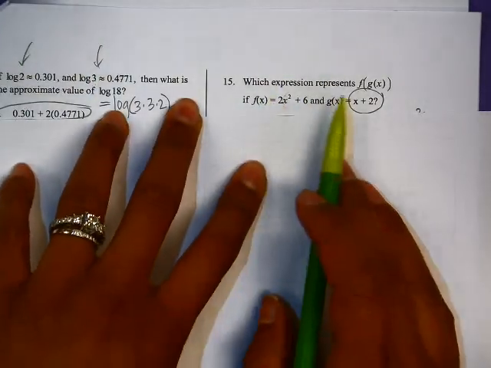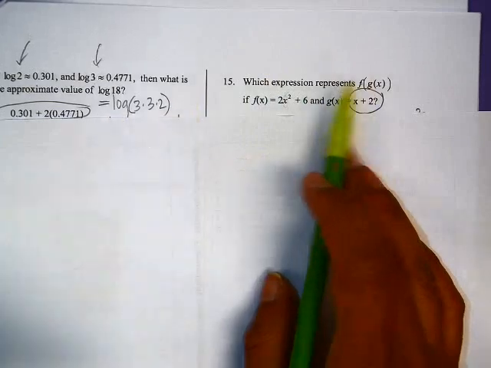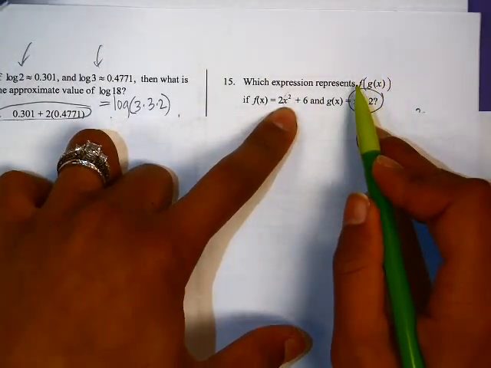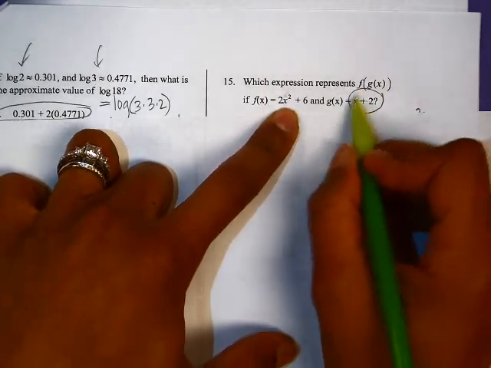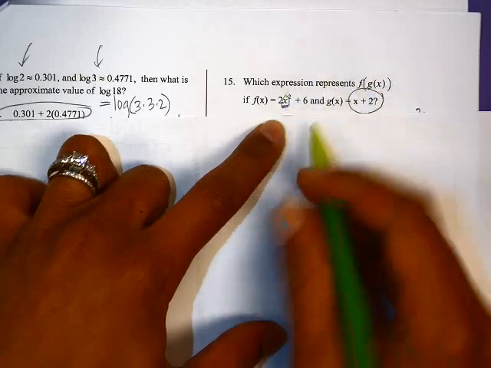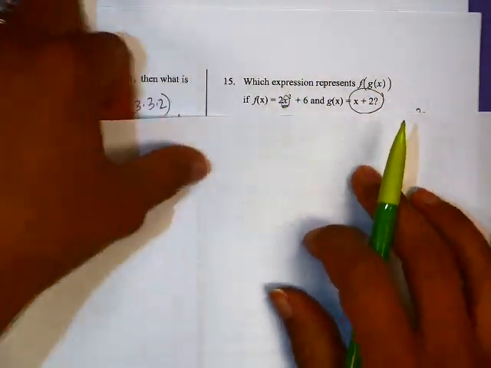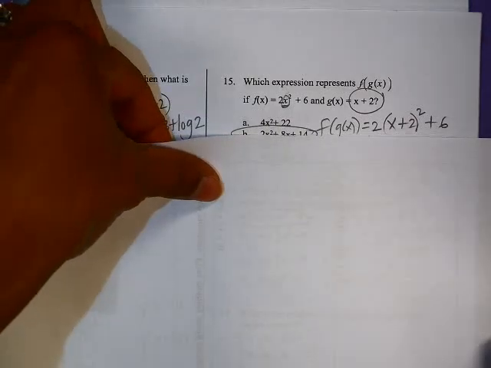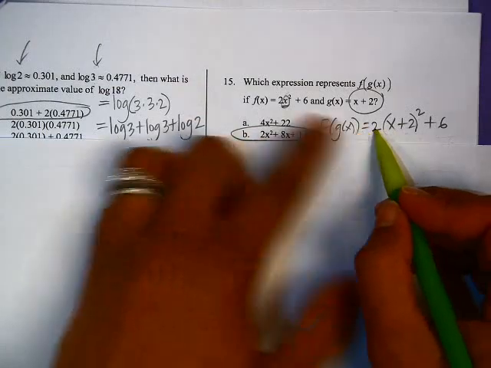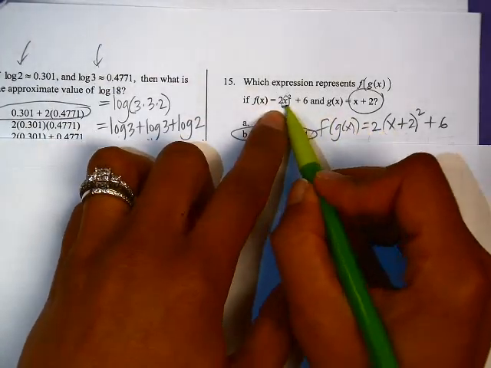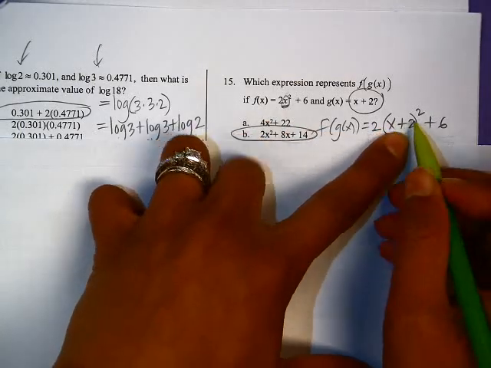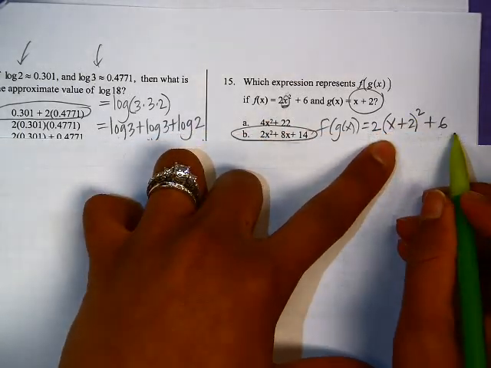In problem 15, we're asked which expression represents f of g of x. This means we're plugging g of x into f of x. So if we take g of x, which is x plus 2, and we plug it into the x in our f of x, let's see what we get. So f of g of x gives us 2 times, plugging x plus 2 in place of the x, 2 times the quantity x plus 2 squared plus 6.